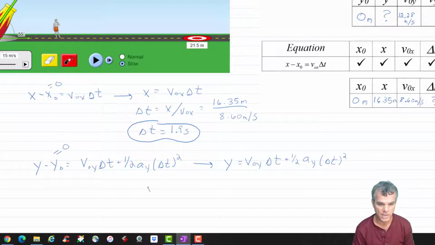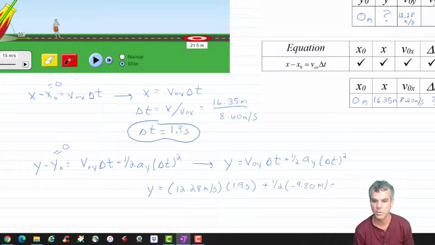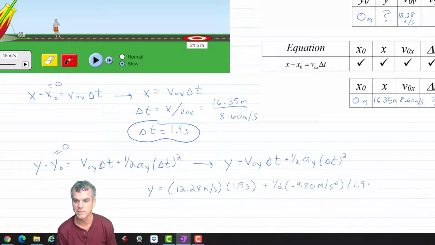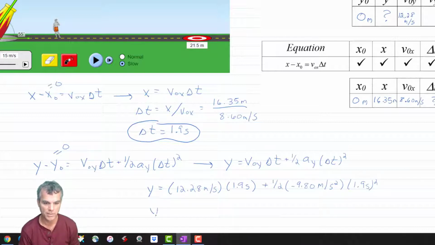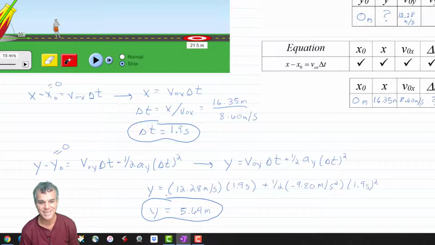Plugging in our known values, I have y equals 12.28 meters per second times 1.9 seconds plus 1/2 times negative 9.8 meters per second squared times 1.9 seconds squared. Do the math, and what you'll get is y equals 5.64 meters. That is the height at 1.9 seconds when the pumpkin has traveled a distance of 16.35 meters horizontally.